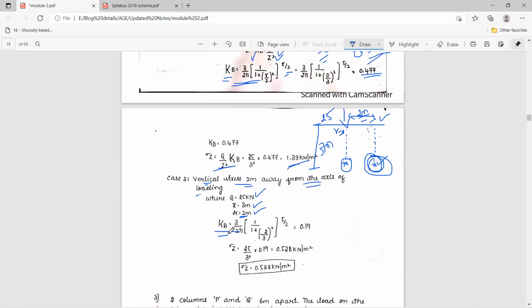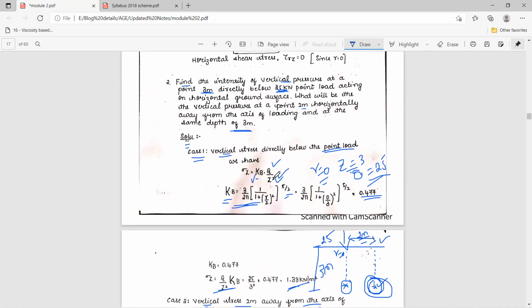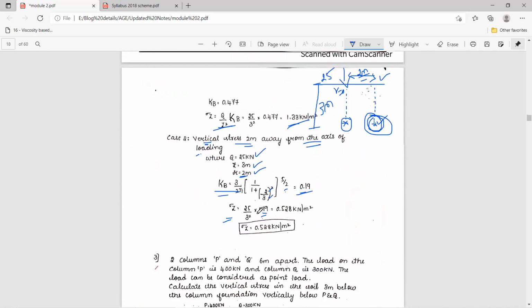First calculate k suffix b. That is equal to 3 divided by 2 pi into 1 divided by (1 plus (r by z) square), right? r is 2, z is 3, whole to the power of 5 by 2, and this will be equal to 0.19, and sigma z is equal to 25 divided by 3 square into 0.19. That means k b into q divided by z square. The same I substituted here. So the value is 0.528 kilonewton per meter square.